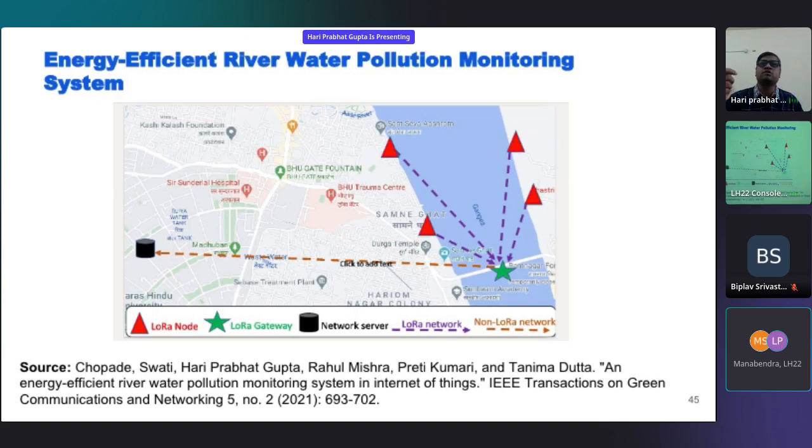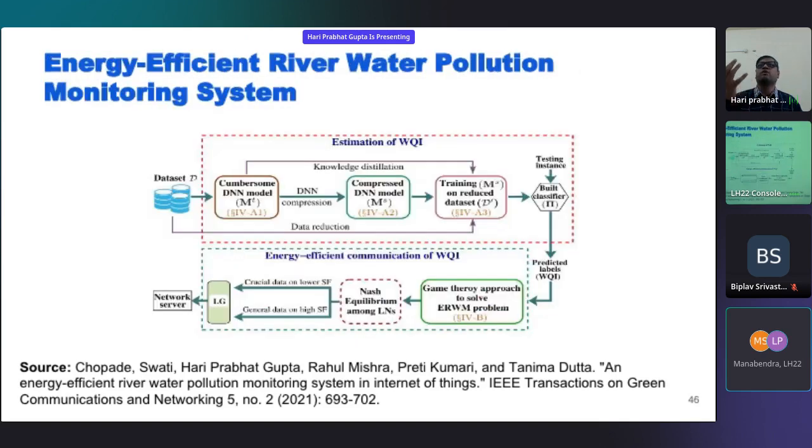Now, it is their choice: they can select a less polluted ghat and go to that one. So this is the real-time water quality index measurement and the sharing of that information.